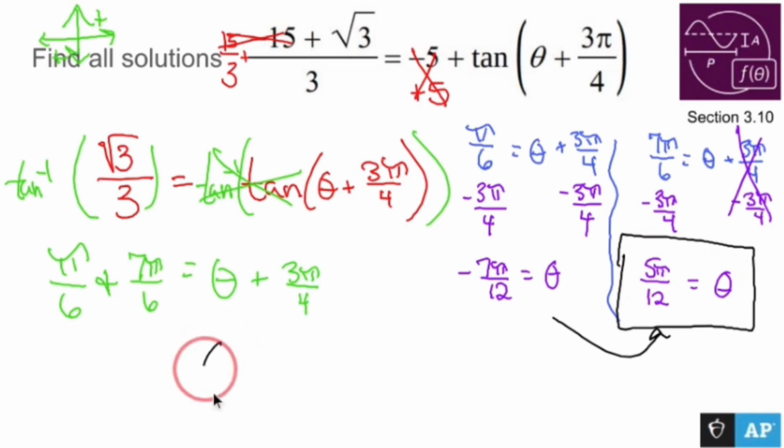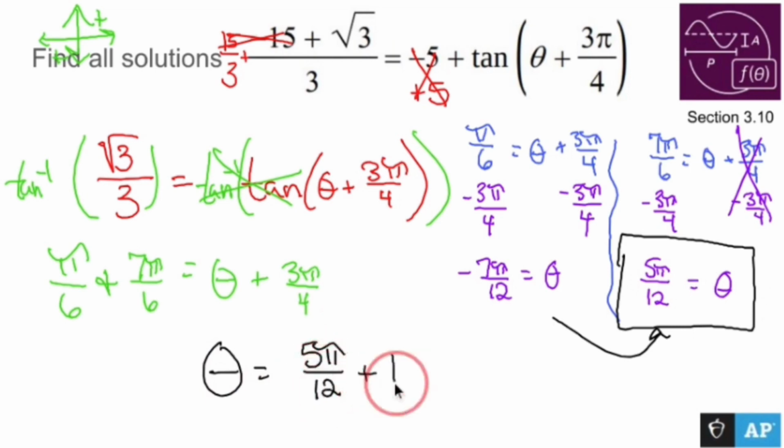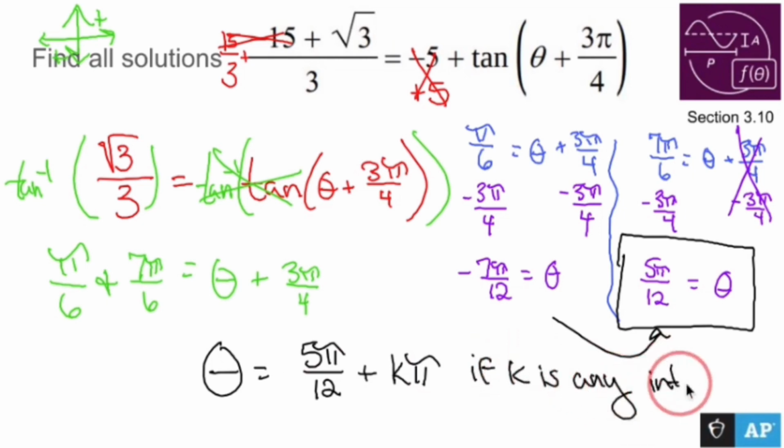So what I need to say at the very end here is theta is going to be negative 7 pi over 12, or 5 pi over 12, or plus another pi, or plus another pi. So I'll pick one of these, 5 pi over 12 plus k pi. What this does is if I let k be any integer, if I said k is 0, then I get 5 pi over 12. If I said k is negative 1, then that means minus pi, which is negative 7 pi over 12.